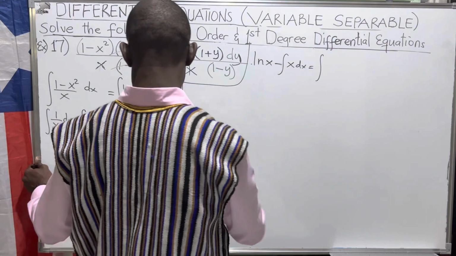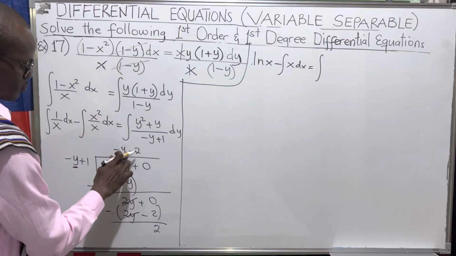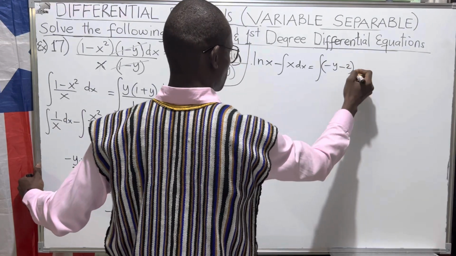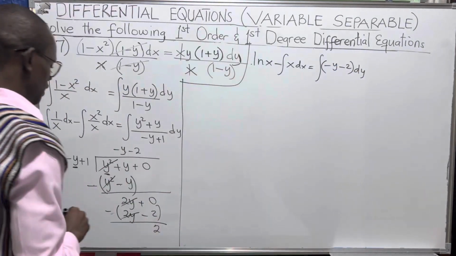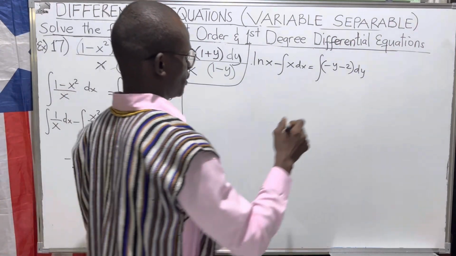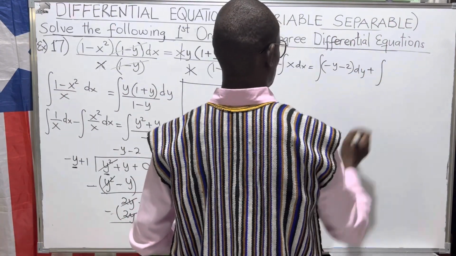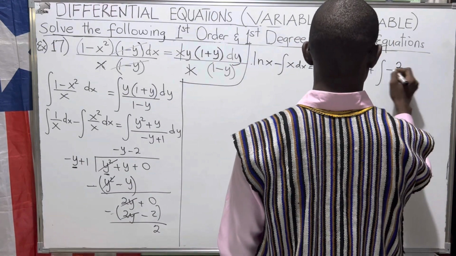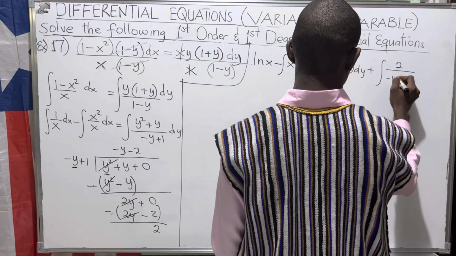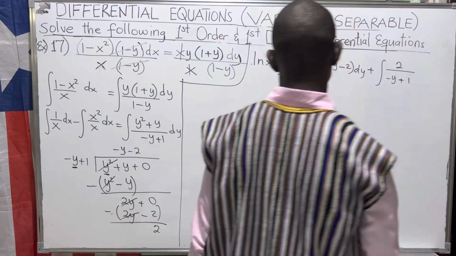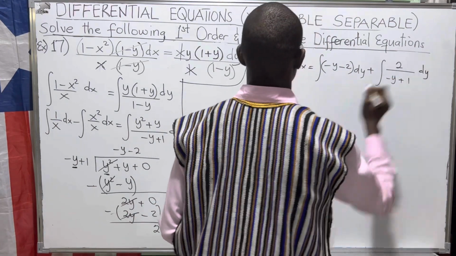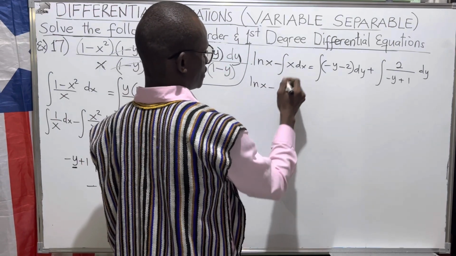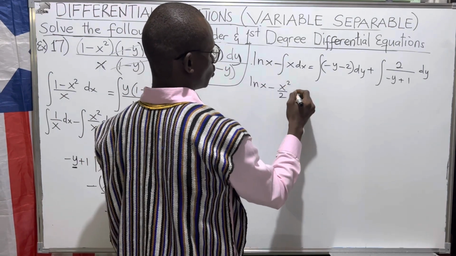Equals, so this result is equal to the partial quotient, which is the expression on top: minus y minus 2, the partial quotient, dy, then plus the remainder, which is 2, divided by the divisor. The divisor is minus y plus 1 dy. So now we have ln of x, and this is x squared over 2.